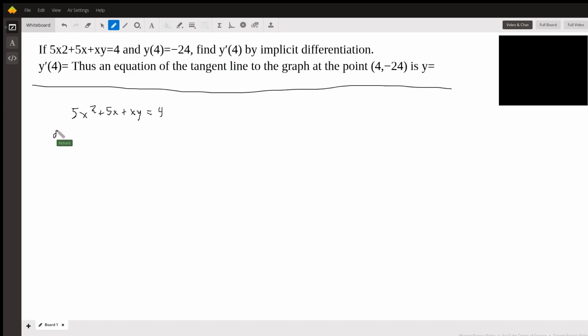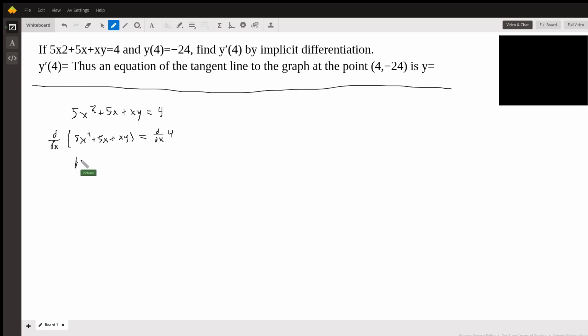You would just take the derivative with respect to x of this whole thing, 5x squared plus 5x plus xy, equals the derivative with respect to x of 4. Now y is a function of x, but we don't know exactly what that function is. We're just going to go through here and differentiate.